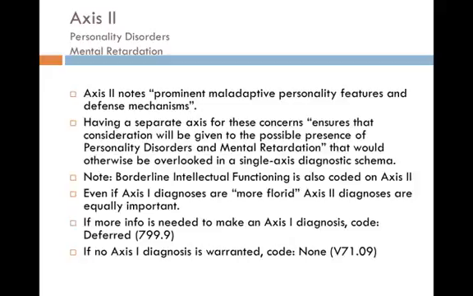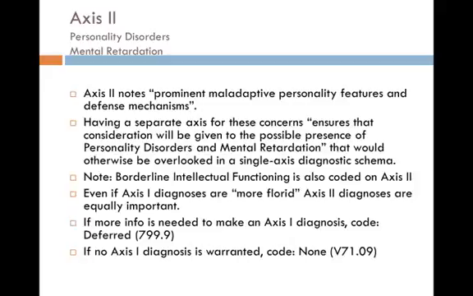It's important to note that borderline intellectual functioning is also coded on Axis 2 rather than Axis 1. Even if Axis 1 diagnoses are more florid, more pronounced, Axis 2 diagnoses are also equally important. And so that is one of the primary reasons why Axis 2 was developed, so that personality kinds of issues as well as mental retardation could be given more attention, because otherwise it was being lost due to some of the more Axis 1 diagnoses.